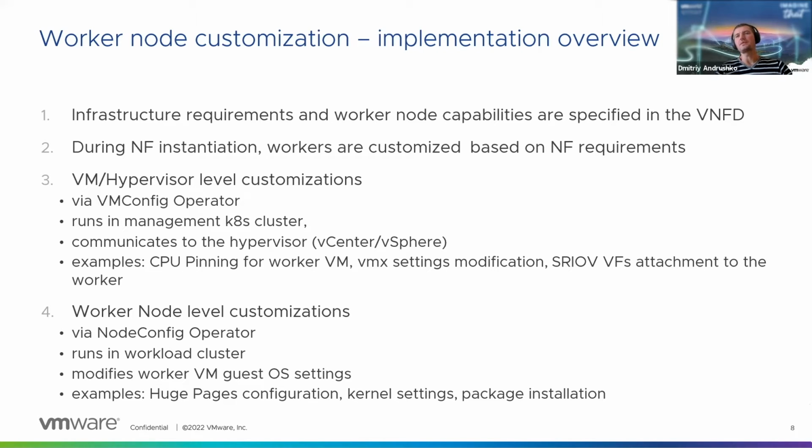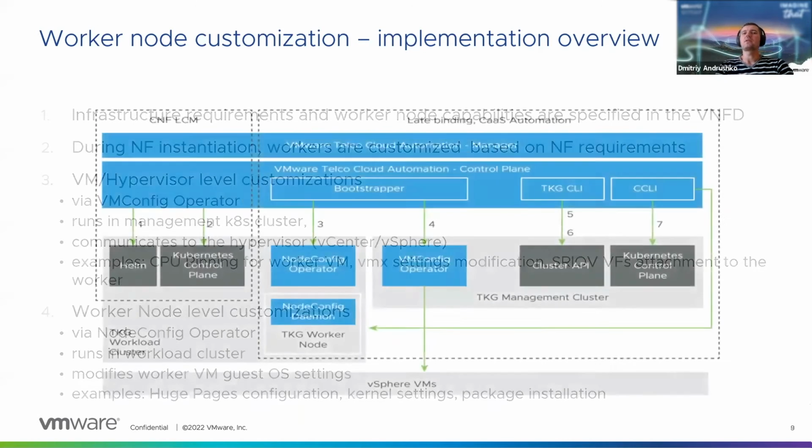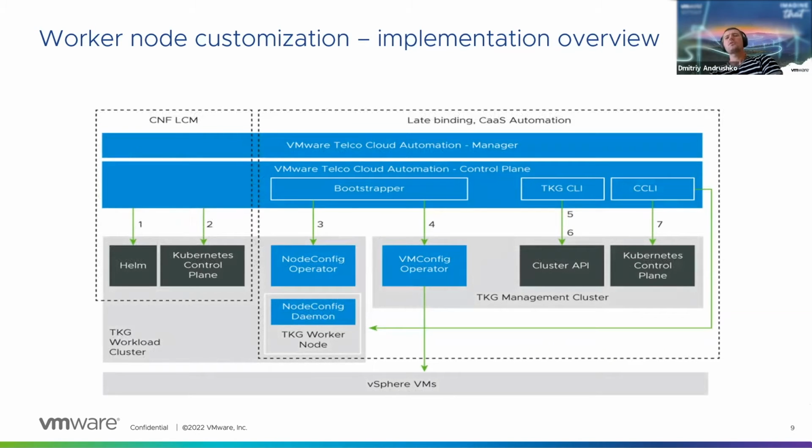So in summary, with worker node customization, we can do two levels of modification. One of them is modification on the virtual machine level, and another on the host operating system. This is implemented using two Kubernetes operators called VM config and worker node config. And with these two operators, we can satisfy almost any requirements for a given network function. From the implementation point of view, it looks like this.